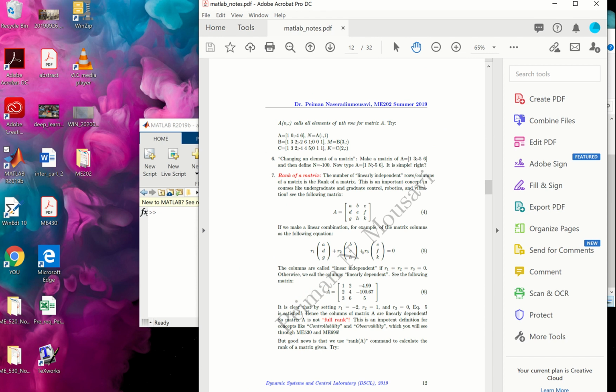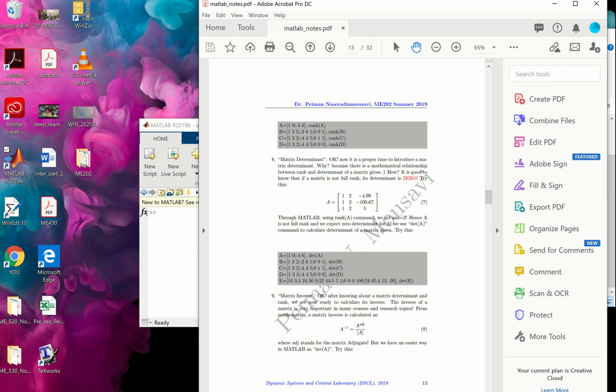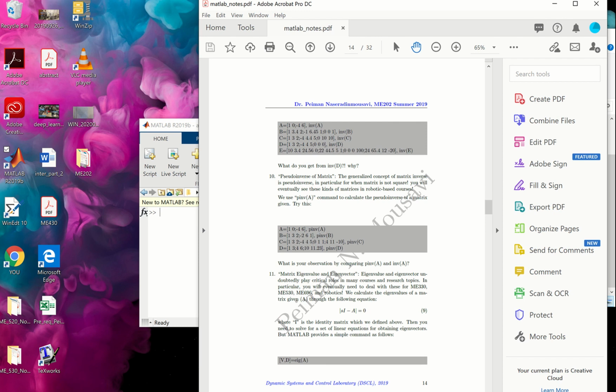That the linearly independent matrix gives you the full rank matrices, right? The rank of the matrix and the determinant of the matrix and also the inverse of the matrix, okay? So here we are.